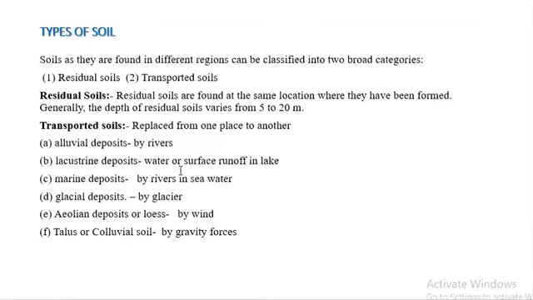If the soil is transported by water and deposited in a lake, then it will be lacustrine deposit. If the soil is transported by river and deposited in sea water, then it's called marine deposit. If the soil is transported by glacier, then it's glacier deposit. If the soil is transported by wind, then it's aeolian deposit or loess. If the soil is transported by gravity forces, then it's talus or colluvial soil.